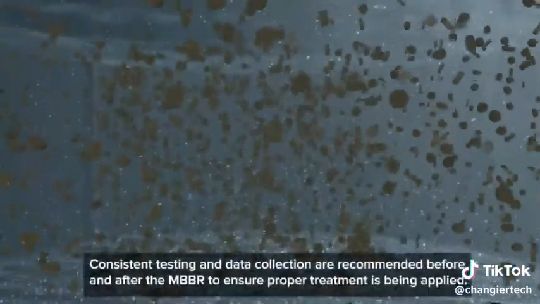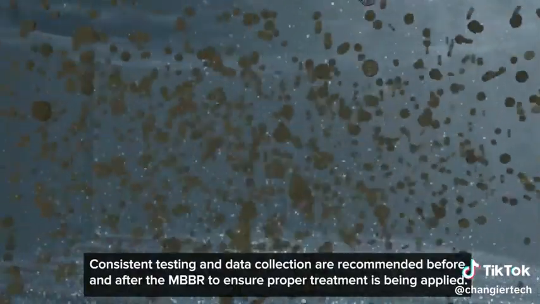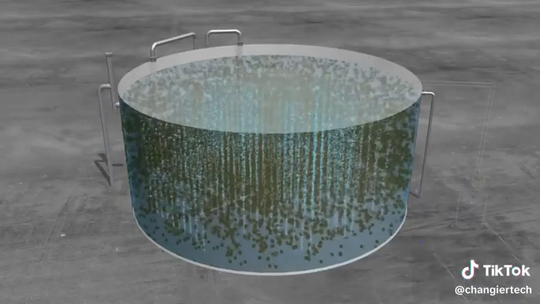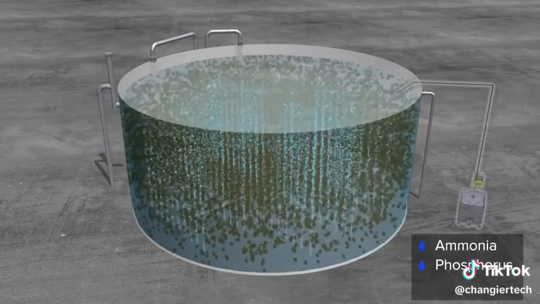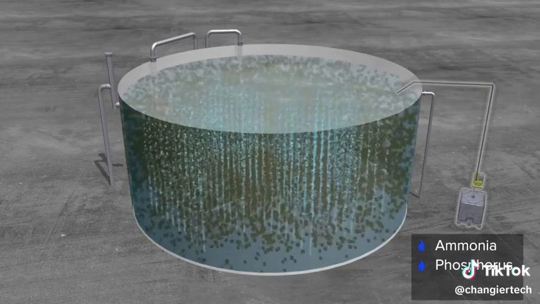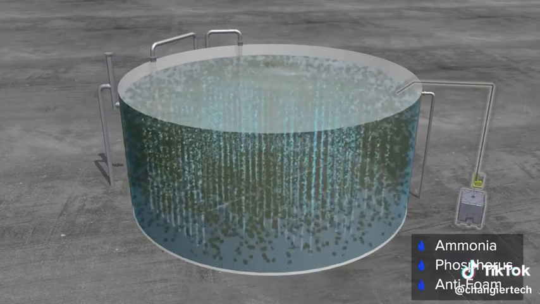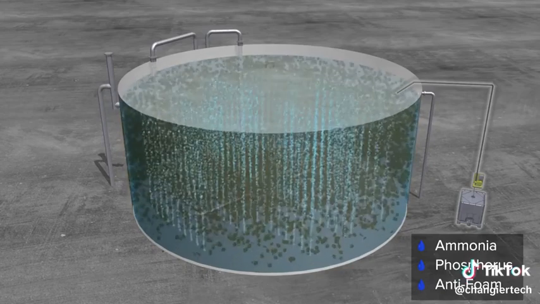Even though the MBBR is robust and can handle many load variations, there can be times, especially in industrial applications, where additional nutrients will need to be supplied. In those cases, an ammonia or phosphorus source may be needed to maintain the proper ratio for the bacteria to thrive and remove the desired amount of soluble organics. Anti-foam may also be needed if the waste stream tends to produce foam.